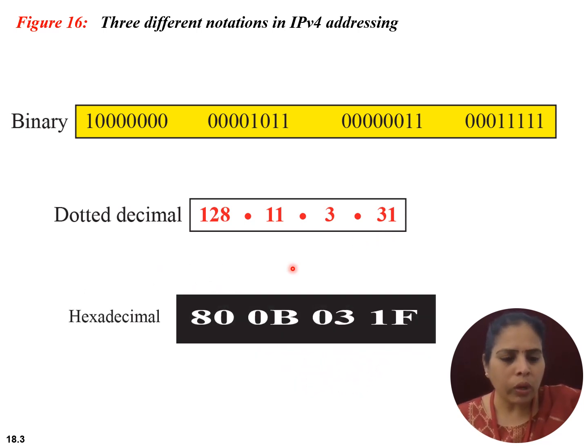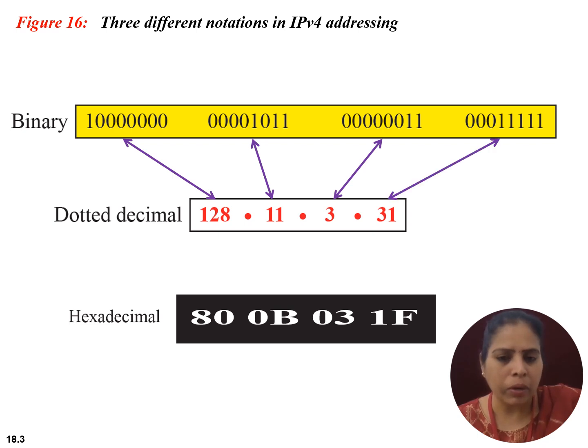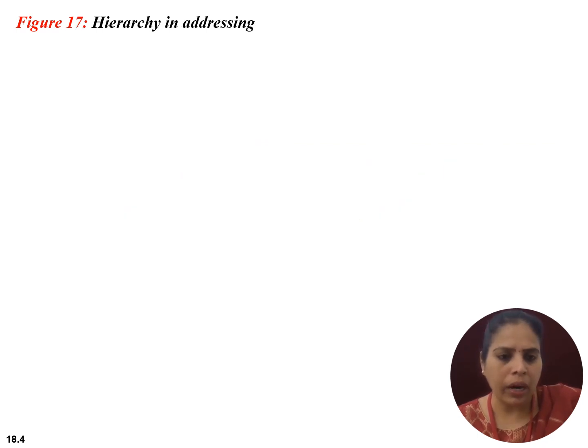Now you can also go for the other representation in terms of hexadecimal. Instead of decimal numbers, each byte is represented in its hex form. In hexadecimal form, there is no dot between the bytes. So these are the three different notations, binary, dotted decimal, and hexadecimal, for IPv4 addressing.